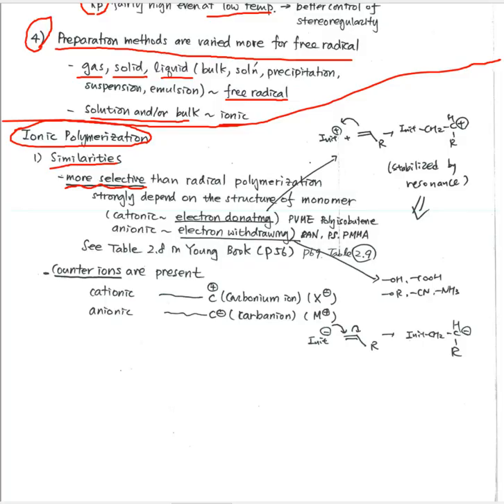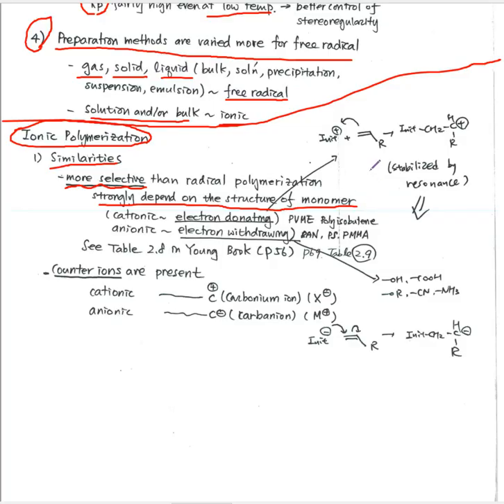Sorry. So let's go back. If you compare the cationic and anionic polymerization, their similarity compared to free radical polymerization is they are more selective, which means that they depend on the structural monomer. When you make polymers based on free radical polymerization, generally any monomer structures are possible. But for ionic polymerization, the selection of the monomer structures is kind of limited.